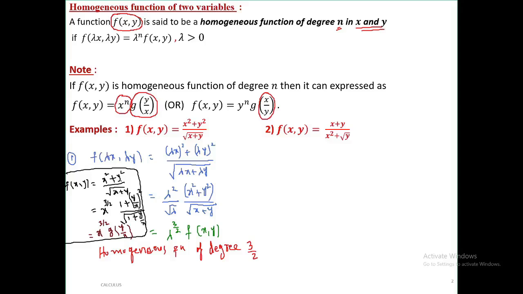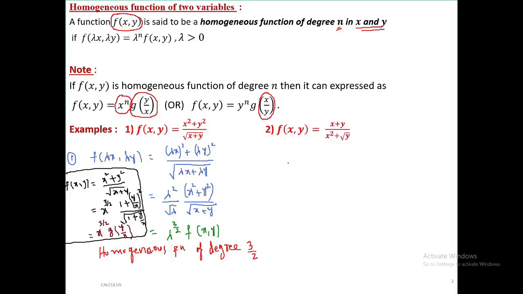Or you can take y square out, no problem. If you take y square out, and root y out of the denominator, then what will we get? y power 3 by 2, and here (x by y) whole square plus 1, divided by y, (x by y) plus 1. So it is a function of x by y. You can express it in both ways. So if it is a homogeneous function, then we can express it like this.